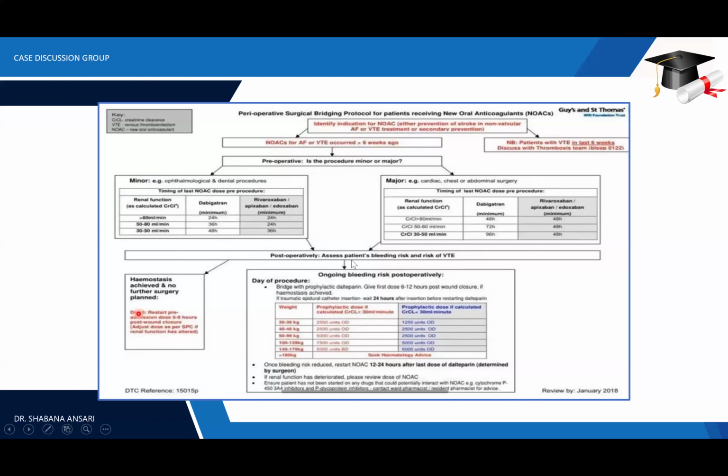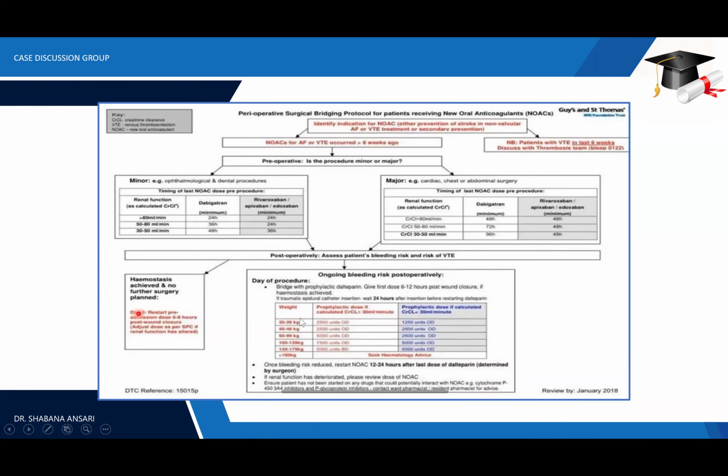Now, if there is ongoing bleeding, what we have to do is bridging with prophylactic dalteparin. Here we are going to give the first dose 6 to 12 hours post wound closure if hemostasis is achieved. And if a traumatic epidural catheter was there, then we are again going to wait for 24 hours after insertion before starting dalteparin.